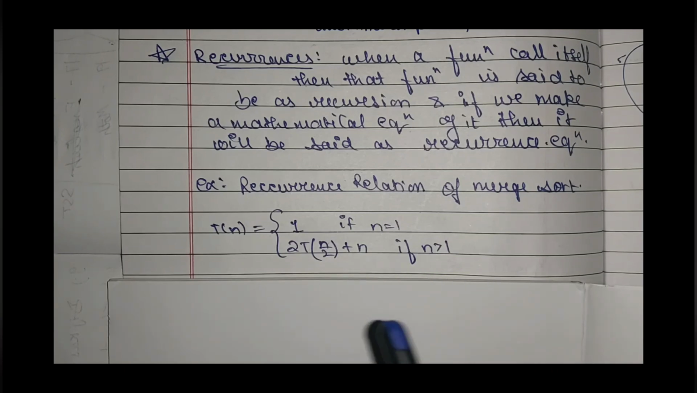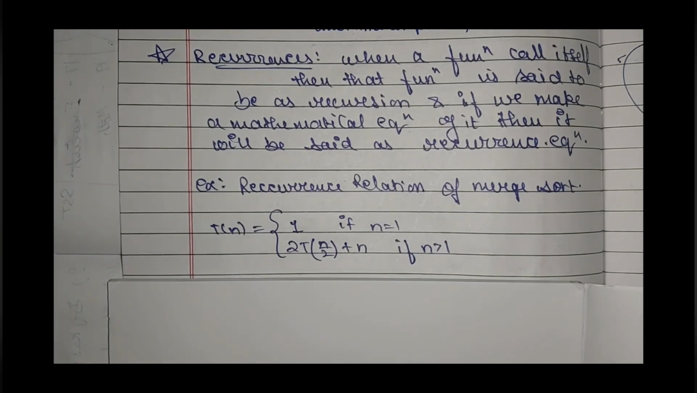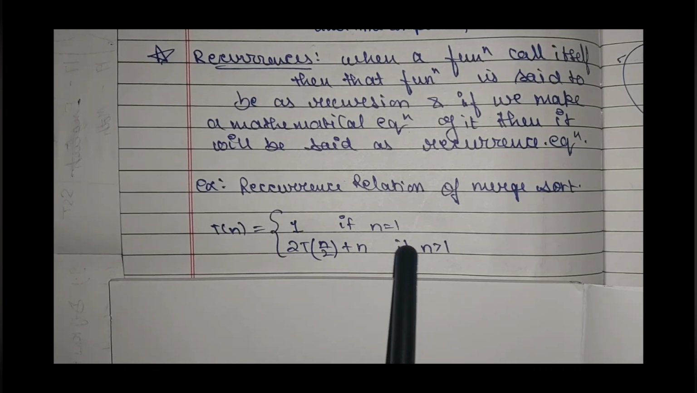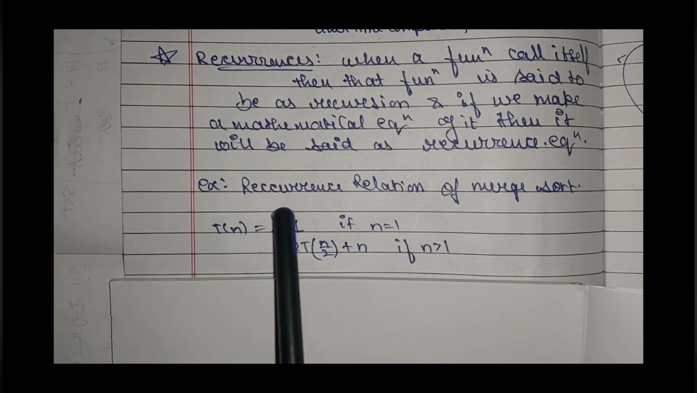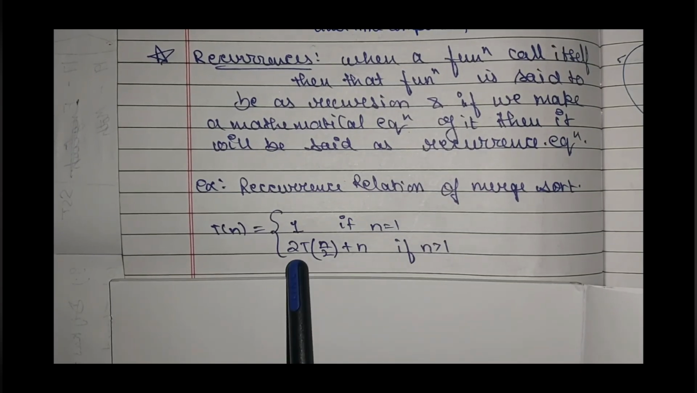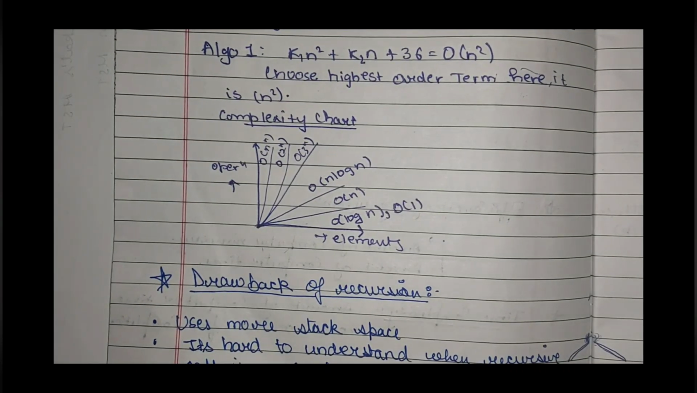Here is one example of how a recurrence relation looks. There is a function T(n) with conditions: when n is equal to 1 the function will be 1, and if n is greater than 1 the function will be this. This is the recurrence relation for merge sort. We have various forms in which we can represent a recurrence relation.